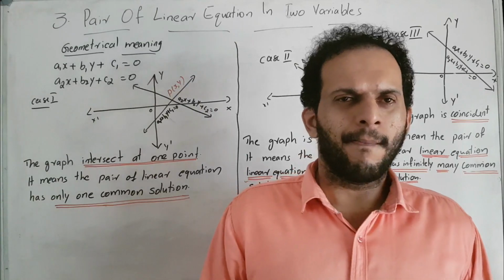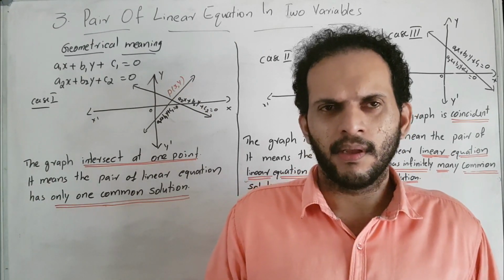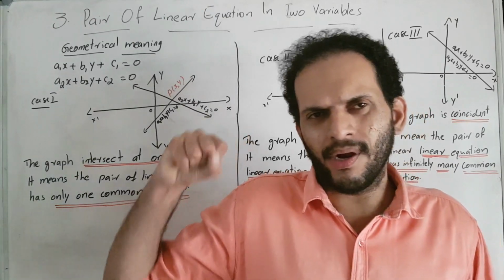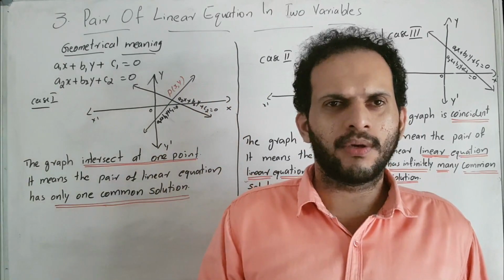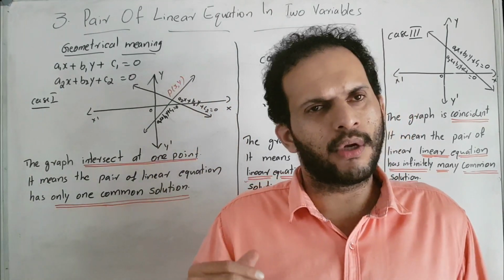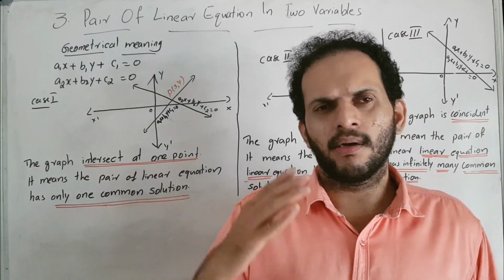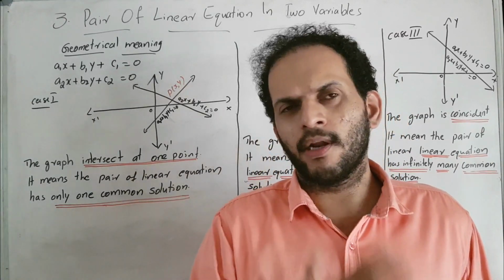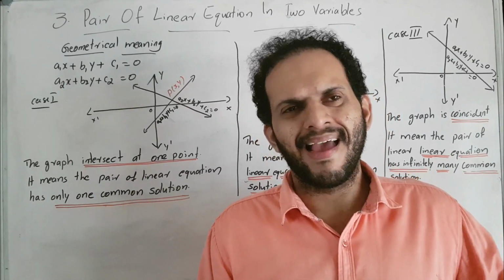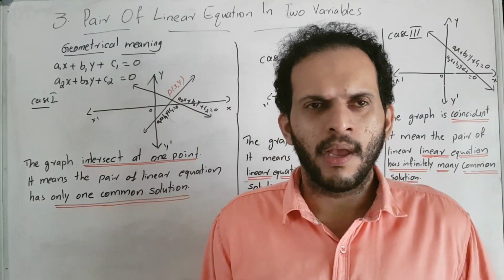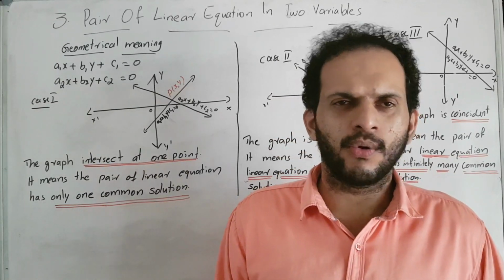These are the basic ideas of this chapter, the geometrical meaning of the graph. Now we discussed what the general form of a pair of linear equations is, how we find the solutions of a pair of linear equations, and how we represent the pair of linear equations in geometrical form. Then what are the three cases that exist in geometrical form, and what is their meaning? Correct? I think you got all of the ideas.